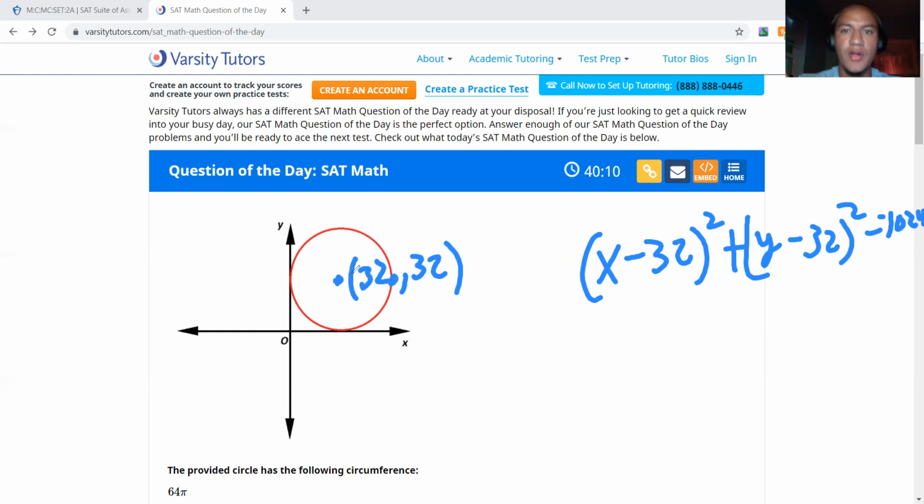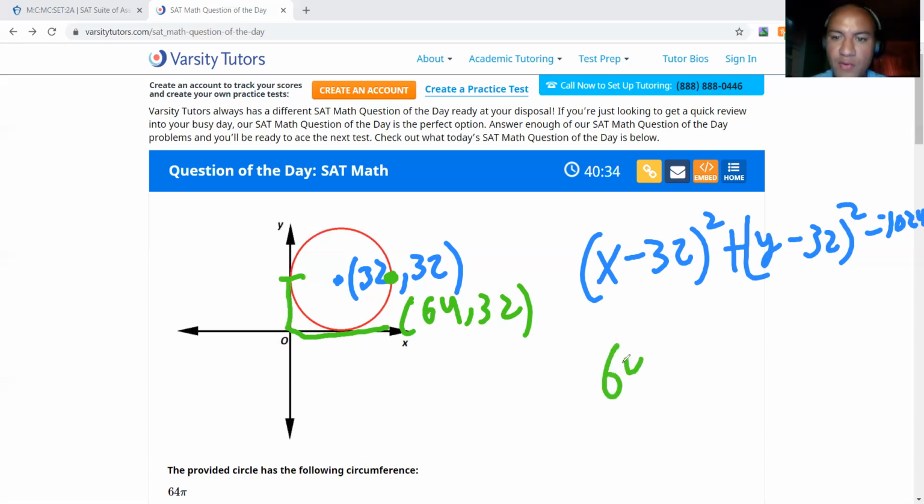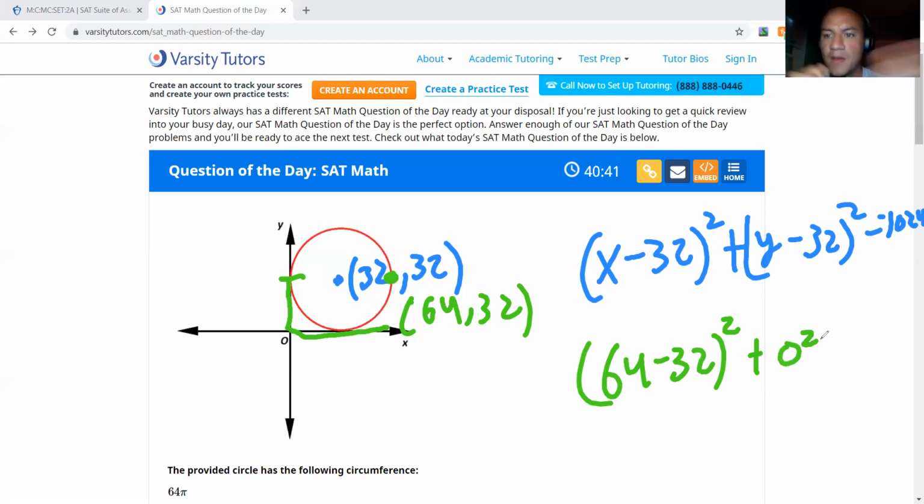Because we went, let me put it in green. That point right there, green, that has to be 64, 32. How did I get that? Well, I know that from here to here, that's just the diameter, which is 64. And I know from here to there, the top, that's 32. That's how I got that. So plugging that in, you get 64 minus 32 squared plus y is 32, so that's going to be 0 squared, because 32 minus 32 is 0. That should give me 1024.